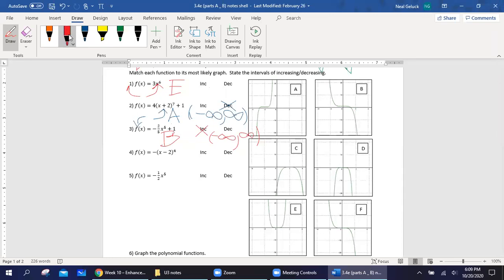Number 3 was going downhill. For number 4, it's going to be down to the left and right. Again, both C and D have that, but notice where they have their peak. X minus 2 means go to the right 2. So this has to be letter C.